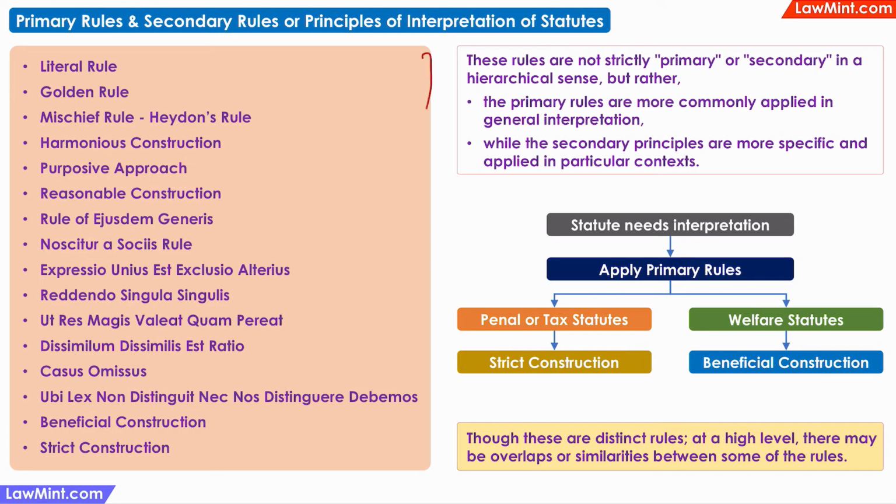We will be discussing 16 different rules or principles of interpretation of statutes, which are the primary and the secondary rules. But how are they classified? What is the rationale? In the true sense, these are not primary and secondary in a hierarchy. The basic idea here is that the primary rules are applied first for general interpretation of statutes, and if required, the secondary rules or principles are applied in specific contexts.